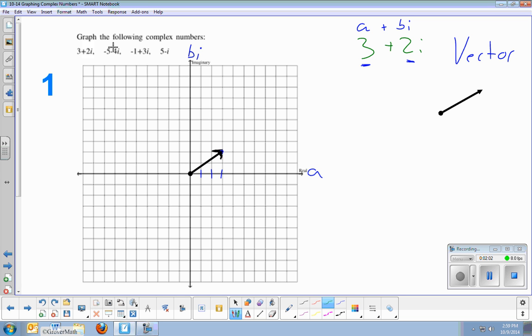This negative 5 minus 4i, well, that would be negative 5 on the real axis. So 1, 2, 3, 4, 5, and minus 4i on the imaginary axis would be 1, 2, 3, 4. So it would be this spot right here. And so the vector would look like this, right? And I should probably label it. Negative 5 minus 4i. And this one was 3 plus 2i.